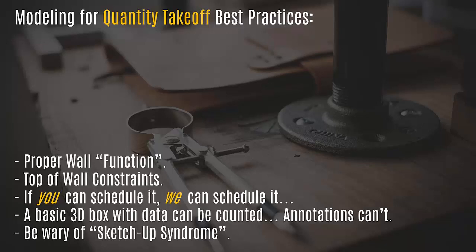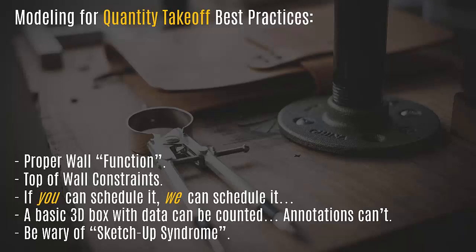So obviously, setting the proper wall function seems like a straightforward thing, but you'd be surprised how many models have walls that are all set to exterior, or maybe they're all set to interior when they're supposed to be exterior. And that's something that's easily built into the type of your family and doesn't affect any of your standards. But make sure that if it's a foundation, it's set as a foundation. If it's an exterior, it's set as exterior, and if it's interior, it's set as interior. Again, pretty straightforward, but it makes downstream use of your model much more accurate.